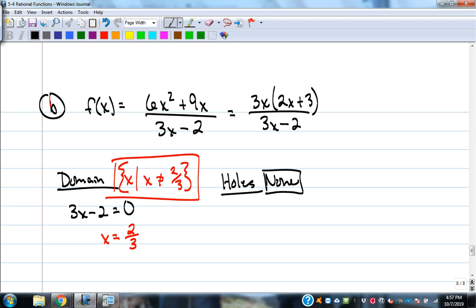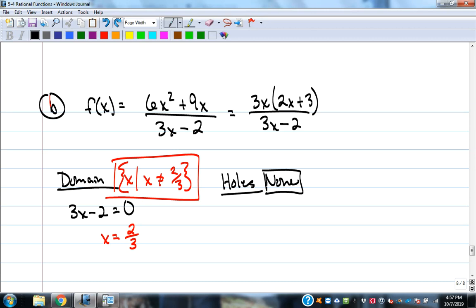The only time you'll have holes in the graph is if you got some factors canceling out. Okay? No factors canceled. So I really don't need this factor form anymore. I'm just going back to the original. If you want to keep it around just in case, hey, you got it. But I'm going to refer back to the original for everything.